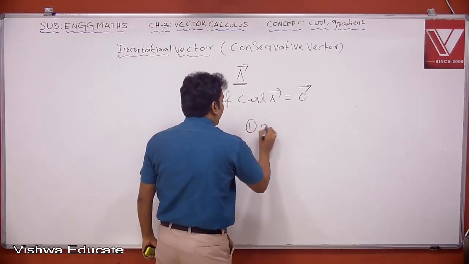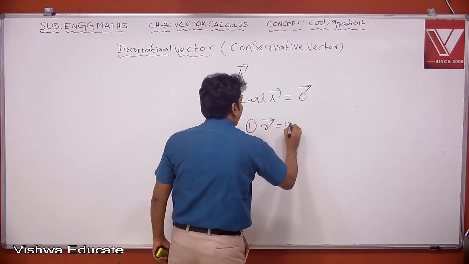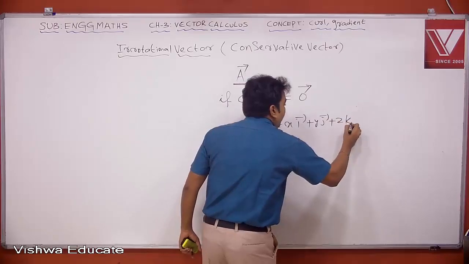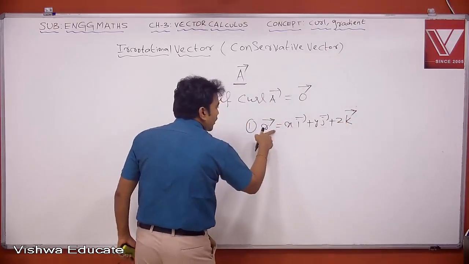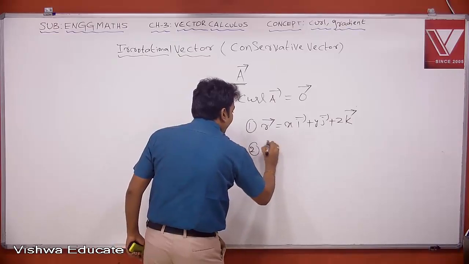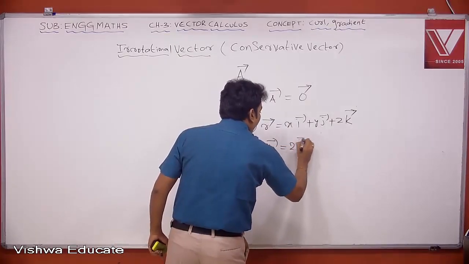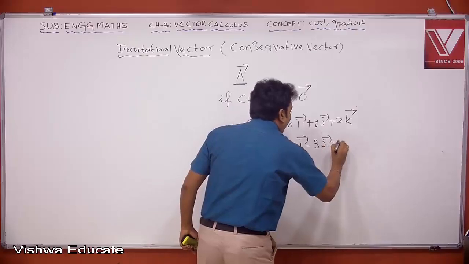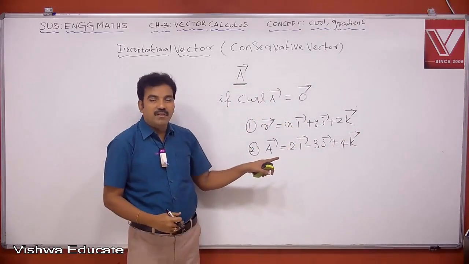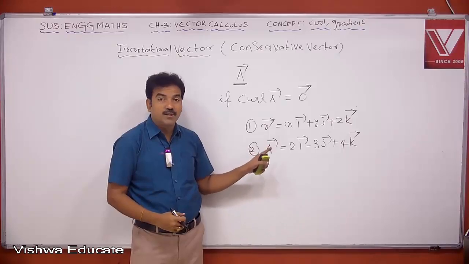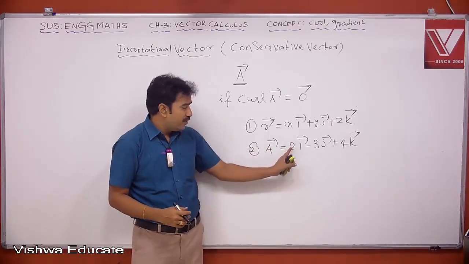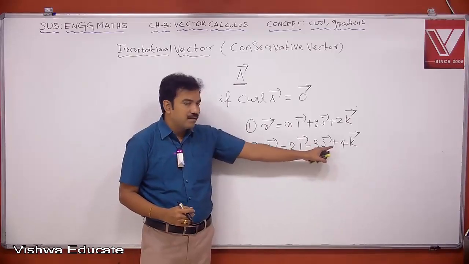When you take an example, earlier we have seen the standard position vector r bar equals x i bar plus y j bar plus z k bar. Now this is an example of an irrotational vector because its curl is null vector. Another example is a constant vector, for example 2i bar minus 3j bar plus 4k bar. Here the vector is constant. That means there are no changes in any of these properties. That means this constant vector doesn't move in any direction. So even the components are constant: 2, minus 3, 4.